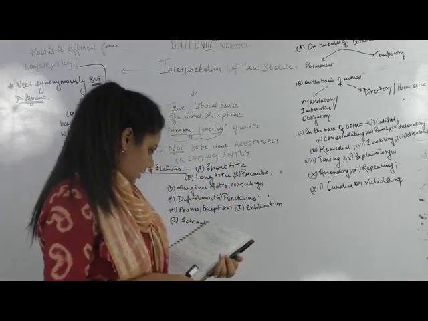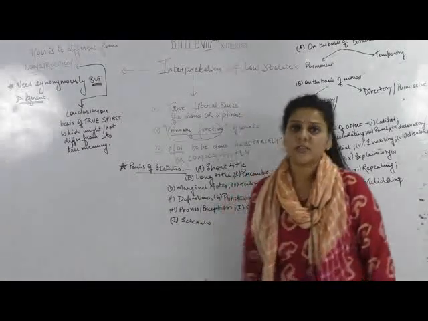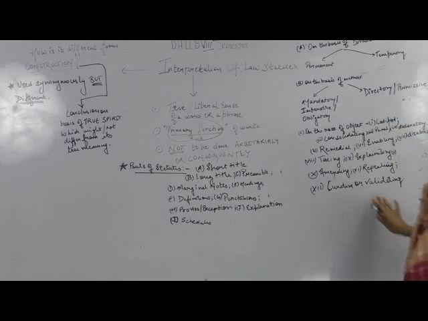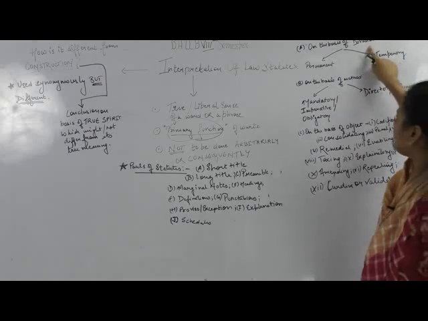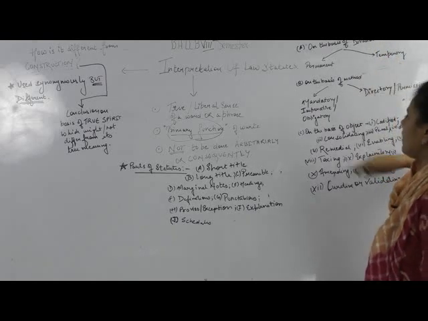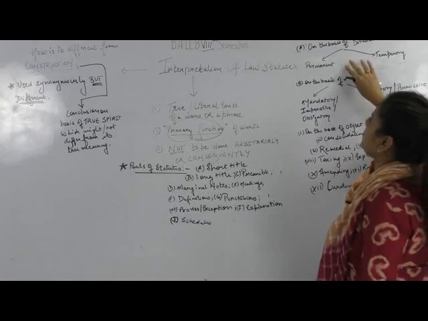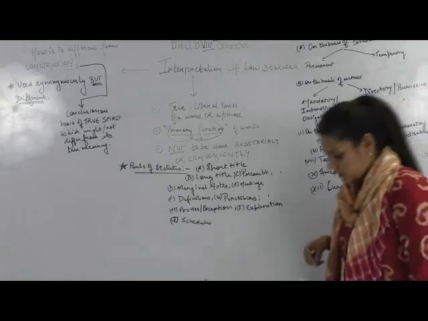Now, let's move towards the classification of statutes. Classification of statutes, broadly speaking, can be categorized under 3 broad headings: on the basis of duration, on the basis of method, and on the basis of object. Now, coming to the basis of duration, they are classified under 2 heads, which are permanent and temporary.